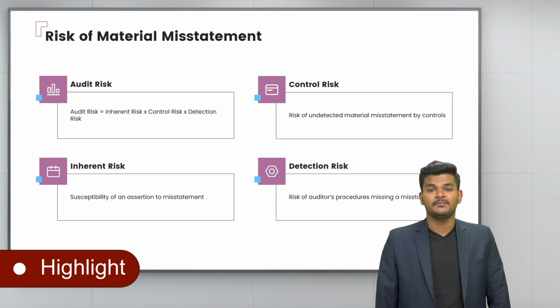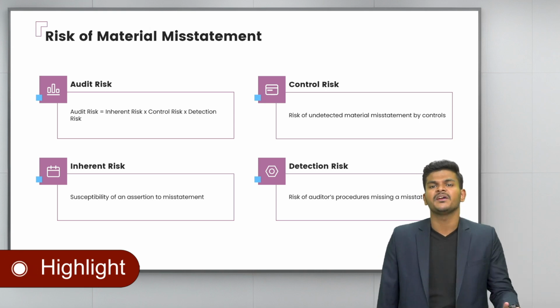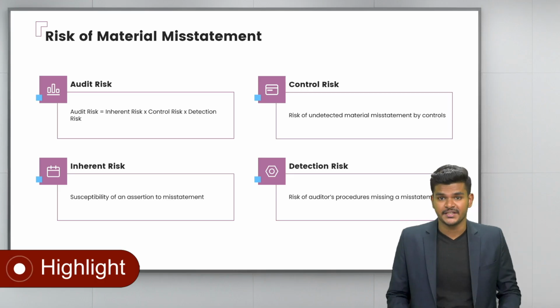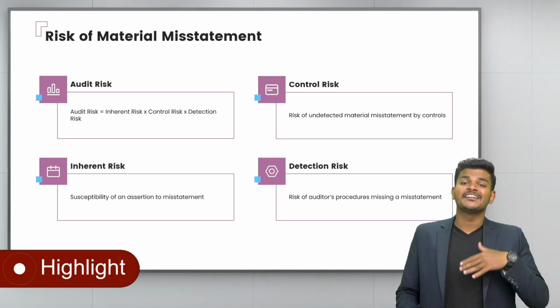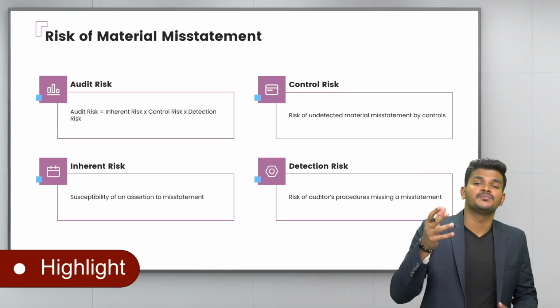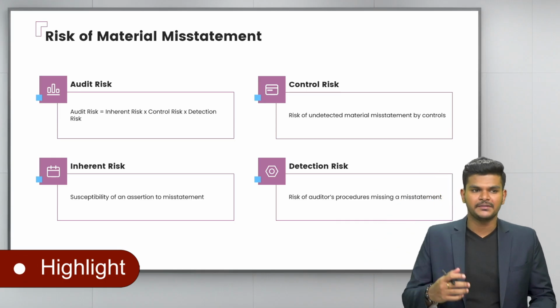Risk of material misstatement. This is like the most important topic when it comes to the audit paper, right? Because there's most definitely an audit risk question where you have to identify the risk, explain the risk, explain the impact on the financial statement, and then the auditor's response to that particular risk as well. Okay, folks, so that's basically the idea.